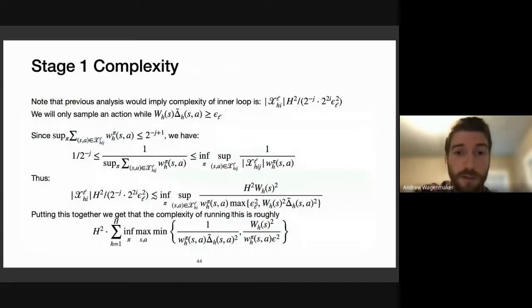It really crucially relies on the fact that you will only sample an action while the maximum reachability times the gap is greater than epsilon_L, where epsilon_L is this thing that we decrease exponentially. We just decrease it by a factor of 2 at every time, which means you don't end up sampling an action more than basically W_H(S) over W_H(S) times delta(S) squared times.